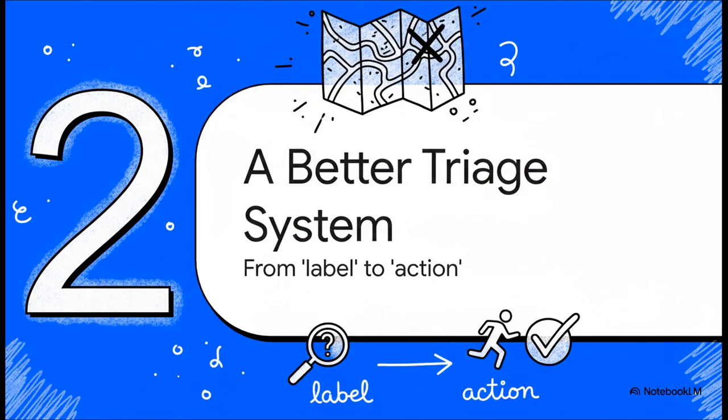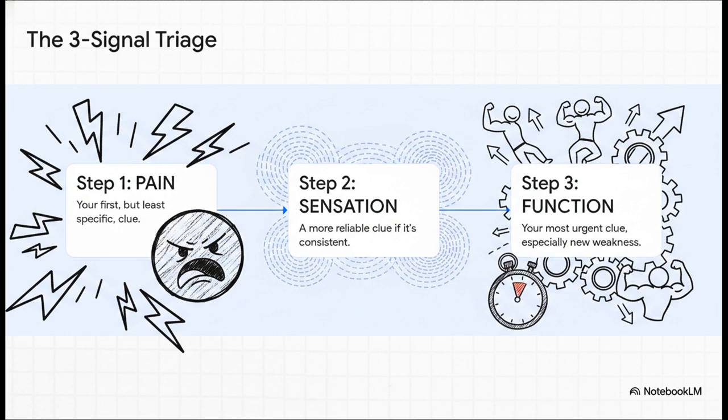Okay, so we've established the map is, well, kind of useless for our purposes. So that brings us to section 2, a better triage system. This is where we stop chasing the perfect diagnosis and instead build a system that helps us decide what action we need to take. It's all about moving from label to action. And here it is. This is the new framework.